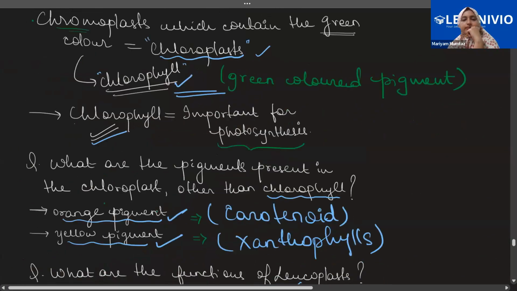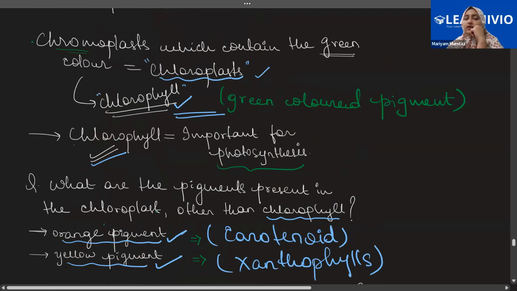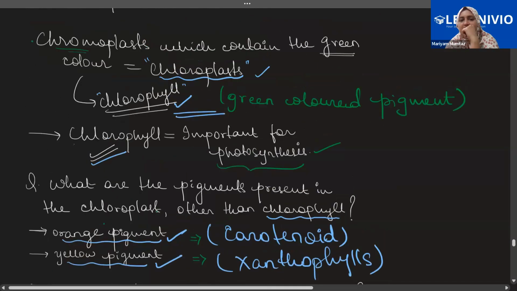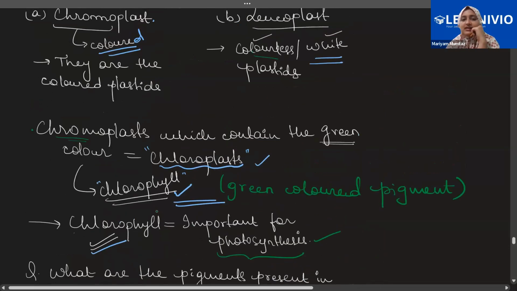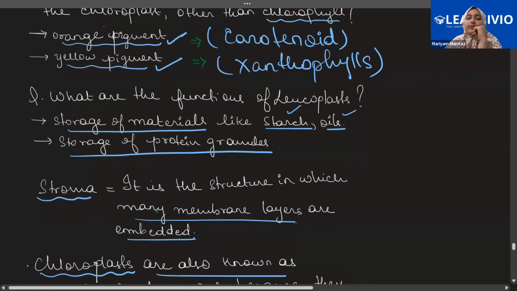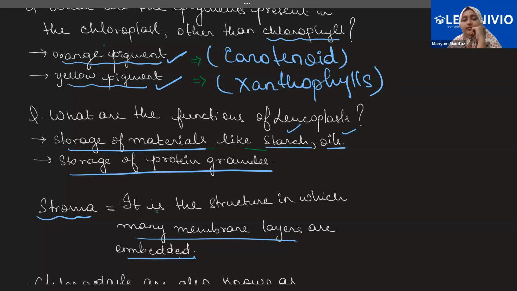So we know that the function of the chloroplast, since it contains the chlorophyll, would be photosynthesis. Now moving on to leucoplast, what does it do? Since it has no pigment, it is colorless and mostly white. So what does the leucoplast do? It does the process of storage of materials like starch, oils, and storage of protein granules.